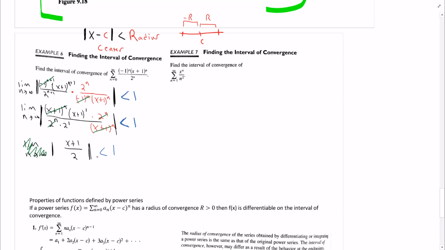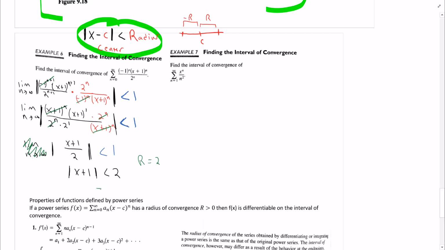This is not quite in the form that I want it. It's not quite in this form up here. But we could just multiply both sides by 2, right? And so we'll get |x + 1| is less than 2. And now we can see that our radius, r, is 2. And our interval of convergence would be 2 plus 1 and 2 minus 1.